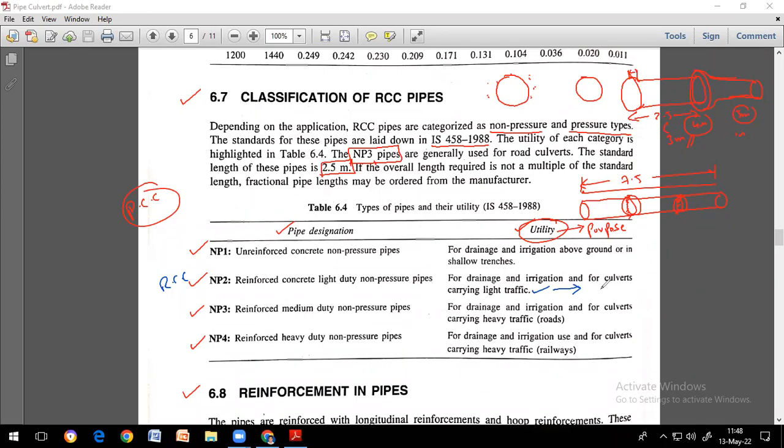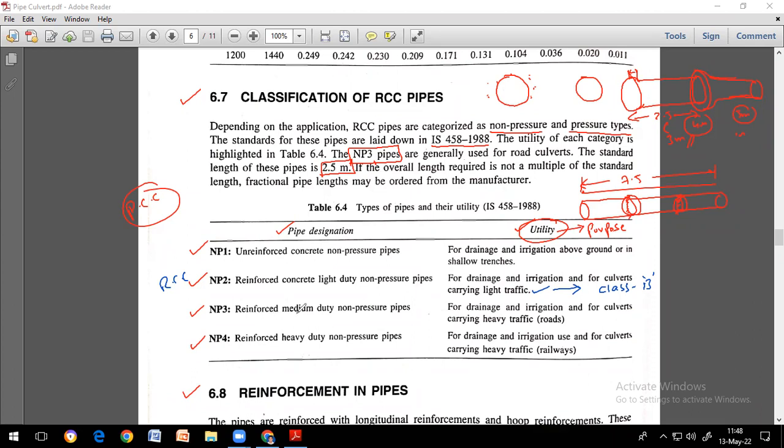Light traffic, and I can say the class B loading. And then the road which carries class B loading, which will be around 35 tons, 40 tons loading, unna bridge, unna roads anamata. Okay. So alanti chota we can make use of this reinforced concrete light duty non-pressure pipes.